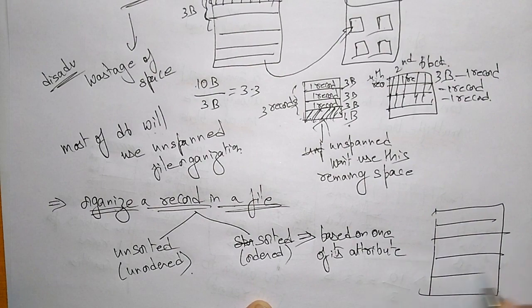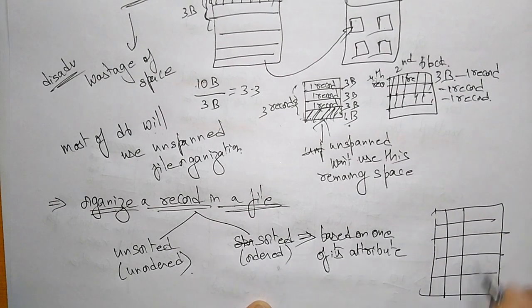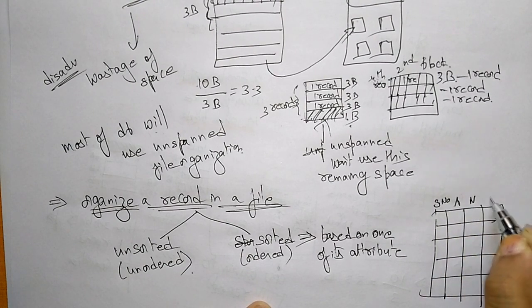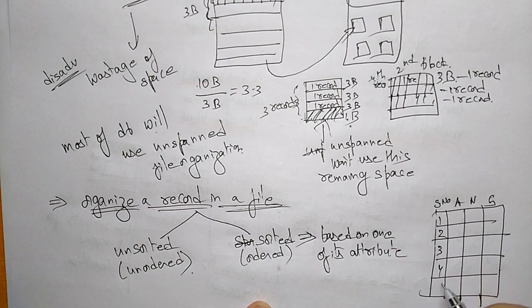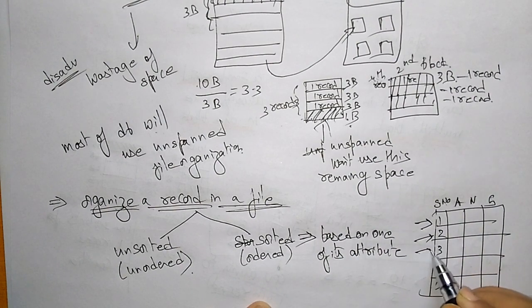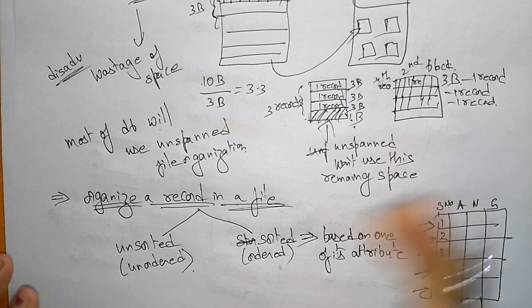So this is the file. So a file consists of a set of records. Each record consists of a set of attributes. Suppose the serial number, age, name, sex, like that. Okay, so here suppose 1, 2, 3, 4, 5. Here the serial number is there. So sorted means it is based on the serial number. So with the help of the serial number, the particular record will be fetched from the file. That you call a sorted file.